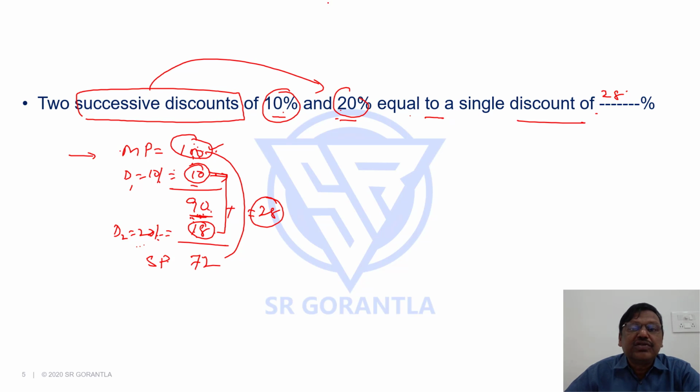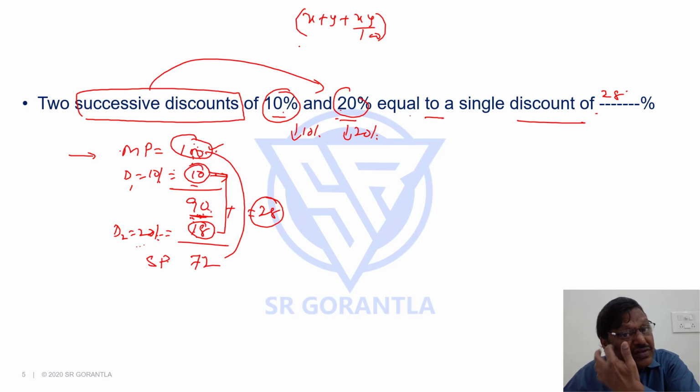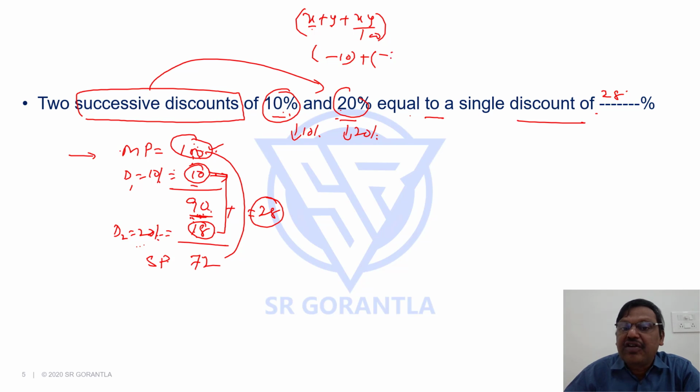Again, I can use the successive growth formula x plus y plus xy by 100. But what do you mean by a successive discount of 10%? You are reducing by 10%, and we are reducing by 20% successively. So as I said, the successive growth formula can be applied to successive fall also. The only thing is, instead of plus you say minus. Instead of plus 10, it will be minus 10, and instead of plus 20, it will be minus 20, because it's a discount. Plus minus 10 into minus 20 by 100.